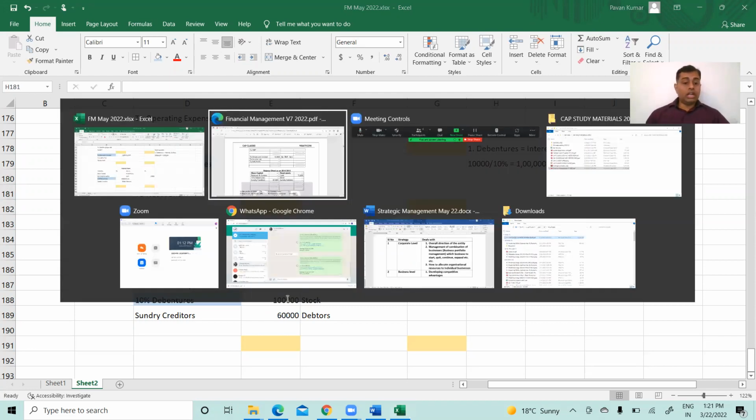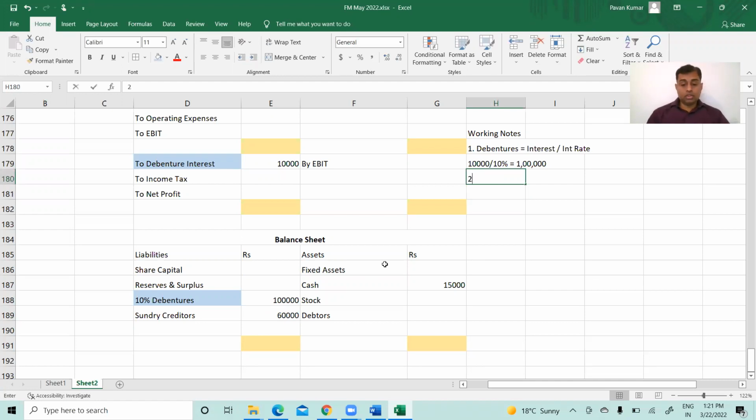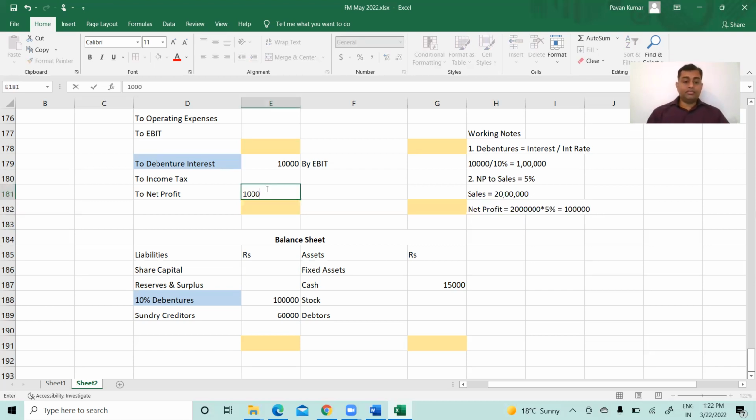Step one is over. Now, net profit to sales is 5%. Net profit to sales is equal to 5%. Already sales is given. Therefore, net profit is equal to 20 lakhs into 5%. How much more? 1 lakh, sir. So I'll put 1 lakh here. Are you following me? Yes, sir. So net profit is 1 lakh.